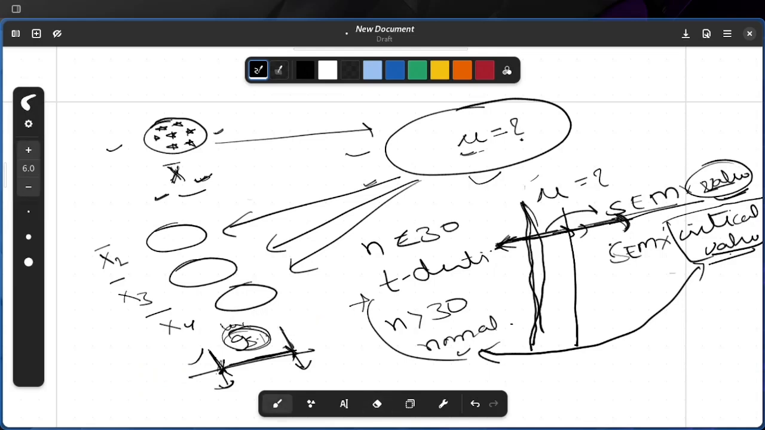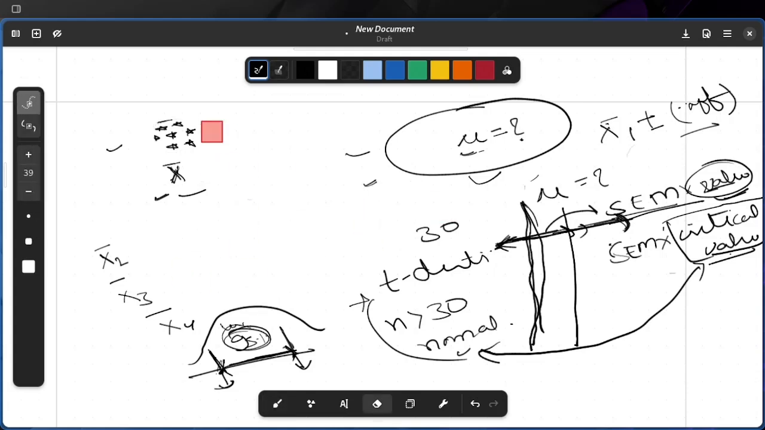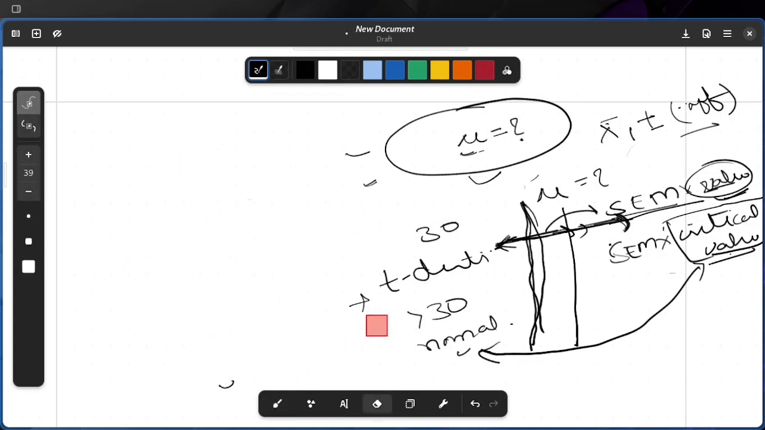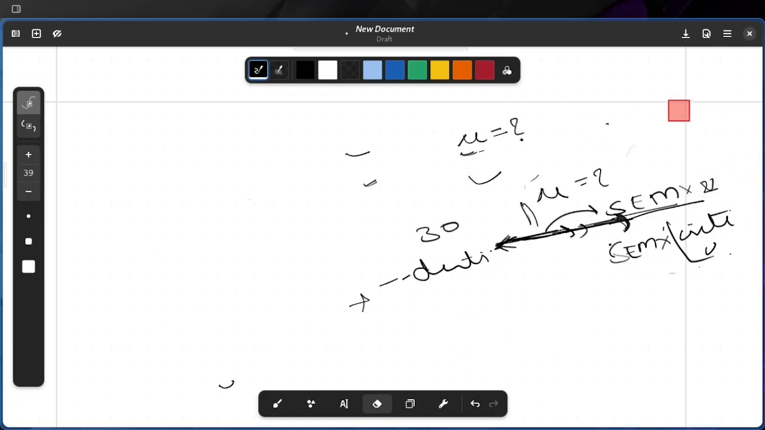So we use a theoretical distribution to find the critical value, and then we multiply the critical value with the standard error of the mean, and we take the sample mean plus minus this particular value. This is how we calculate the confidence interval. Let's revise this once again, then we'll get back to the implementation part.